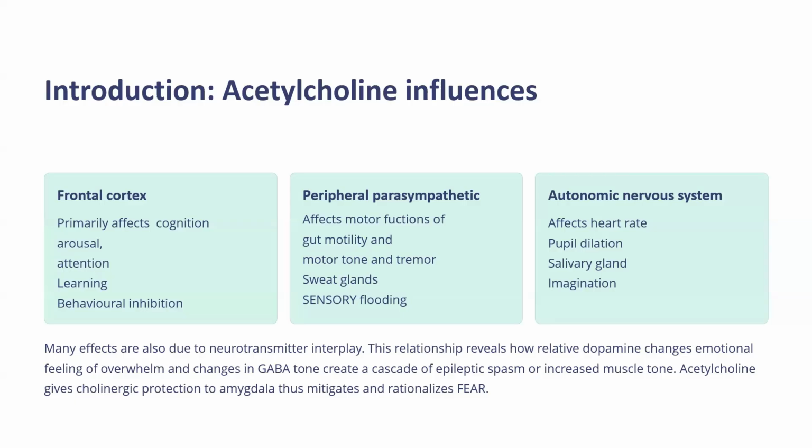The second area where acetylcholine influences is the peripheral parasympathetic system. Here it majorly works on the motor functions of the gut, motor functions of the vascular walls, the tone of the muscles, and the spasmodic action. It affects the sweat glands, and finally it affects the sensory organs, where the acuteness of those organs increases.